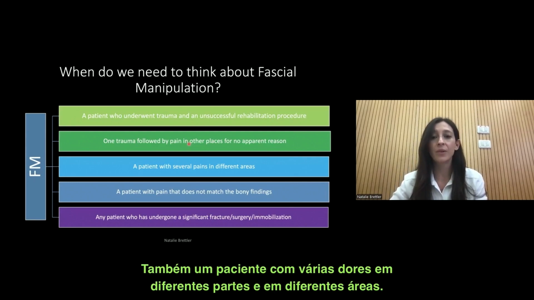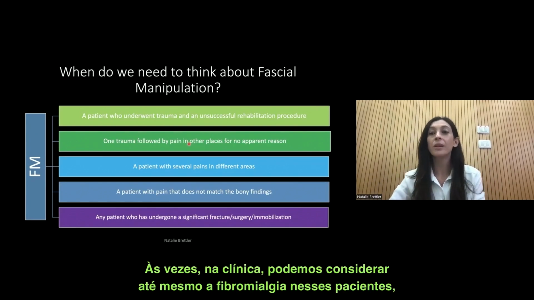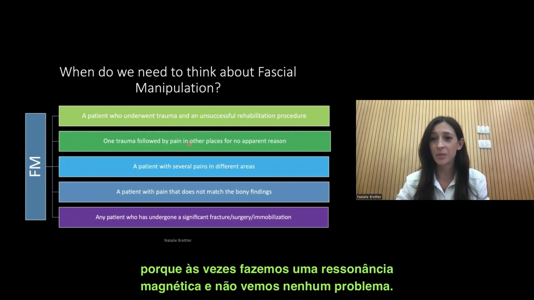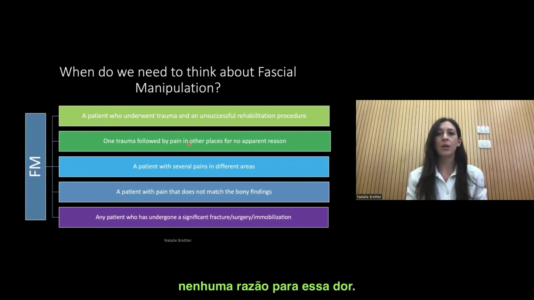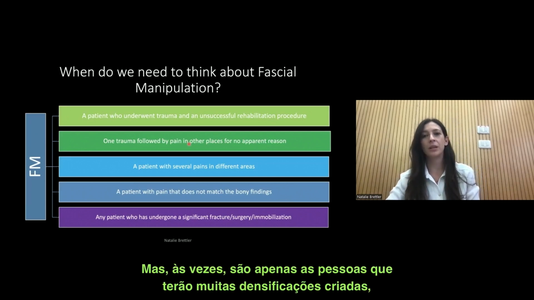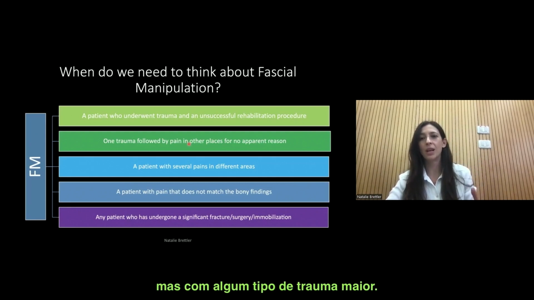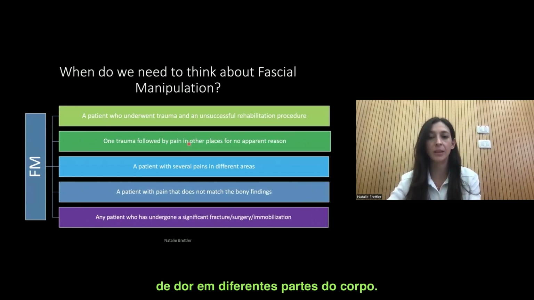Also, a patient with severe pain in different parts, in different areas. Sometimes in the clinic, we could even consider fibromyalgia with those patients, because sometimes we do an MRI and we don't see any problem, but those patients have a lot of pain in several places without any reason for that pain. But sometimes it's only people who have a lot of densifications created by some kind of major trauma, major history that created consequences of a lot of different kinds of pain in different parts of the body.